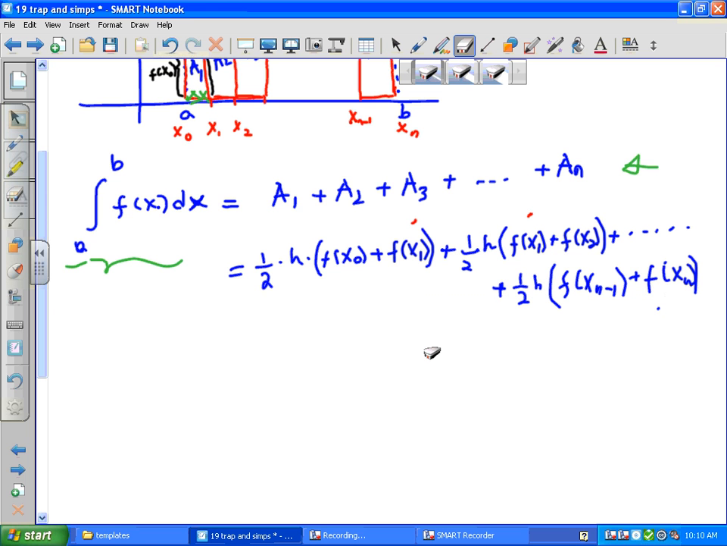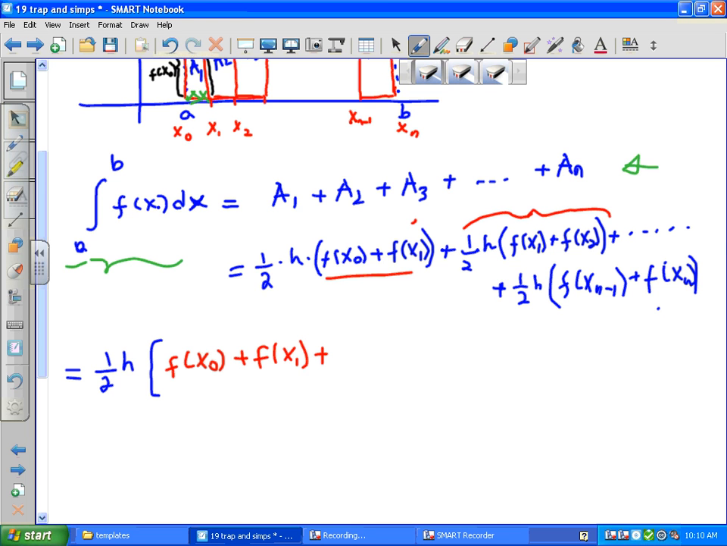Take out a 1/2 h out of everything. So then from the first quantity, you would have f of x sub 0 plus f of x sub 1. What would you have from the second quantity? If you took 1/2 h out of this one, what would you be left with? Exactly. And let's just put dot, dot, dot. And the last two are going to be these.